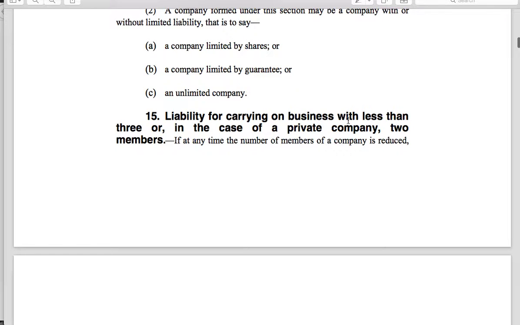Once you start a company, you cannot go below that number. For a public company, you can't go below 3. In case of a private company, 2 members. And members includes the shareholders, but in terms of guarantee, a member is a person who has guaranteed an amount. In terms of a shareholder company, a member is a person to whom shares have been issued.